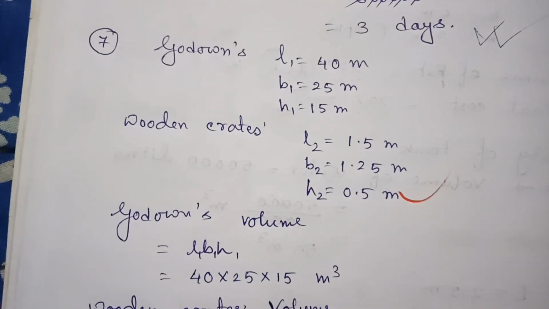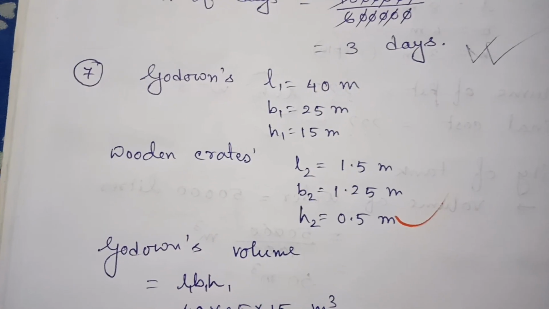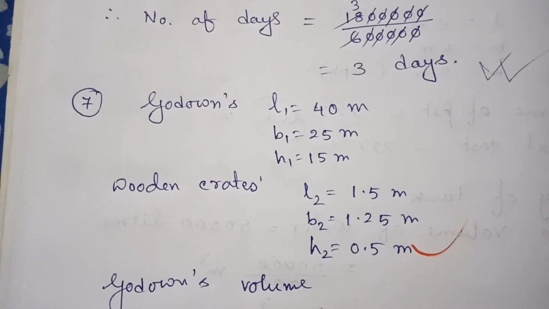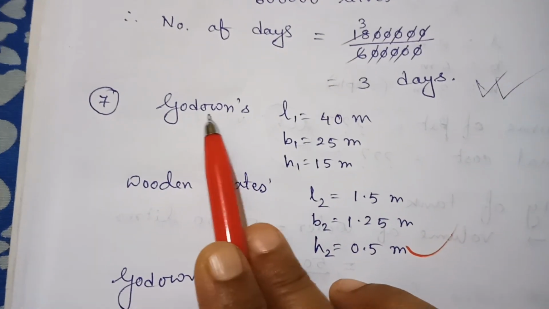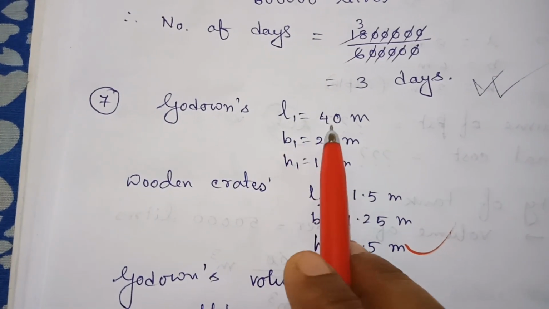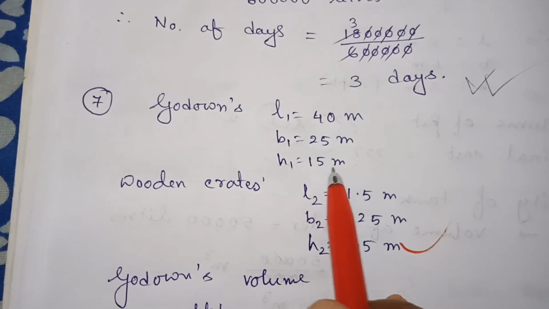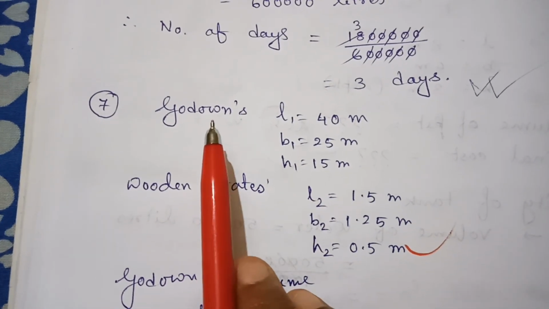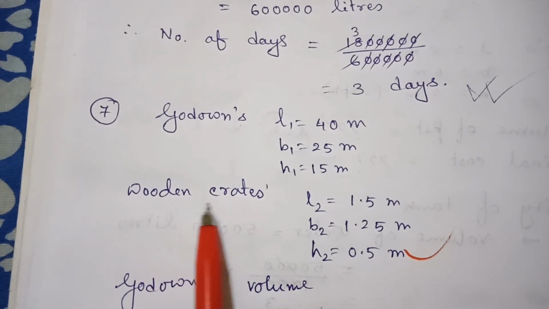Coming to question number 7. Now look at the question once. The question is giving godown's length as 40 meter, breadth as 25 meter, height as 15 meter. Now in this godown, we have to keep some wooden crates.